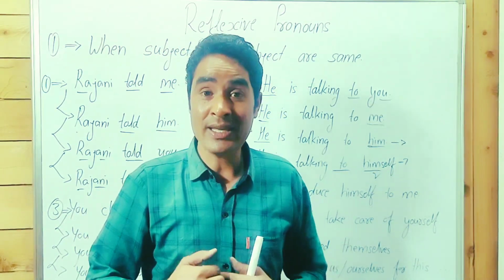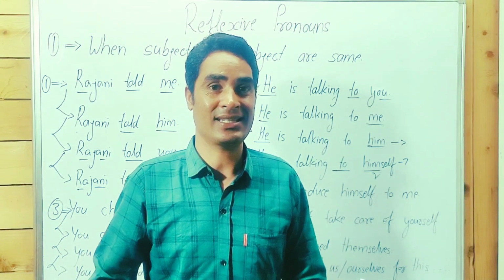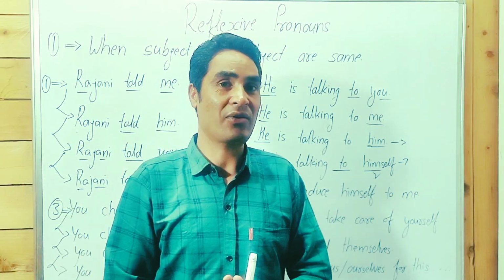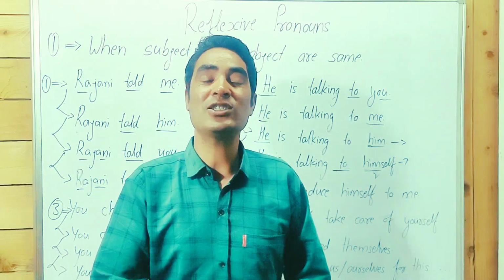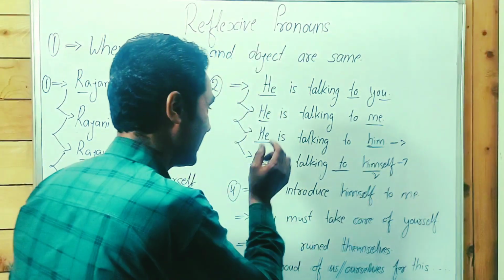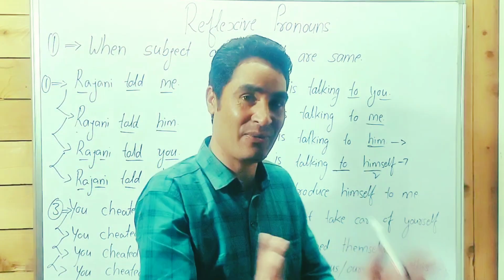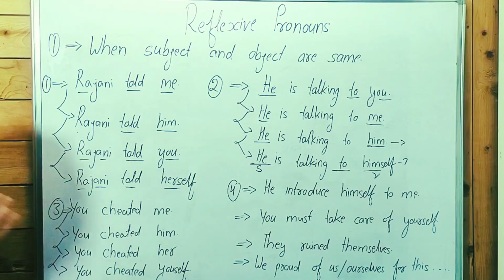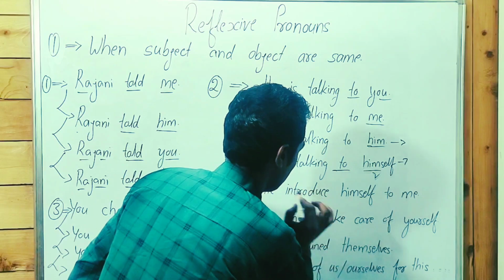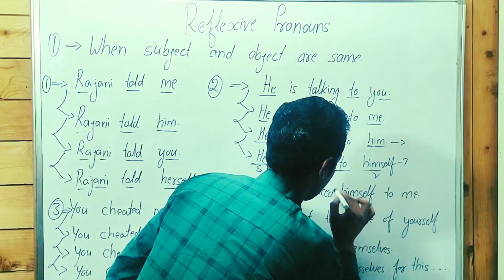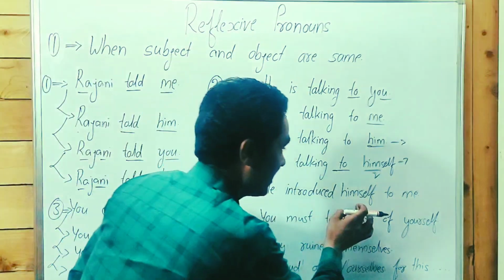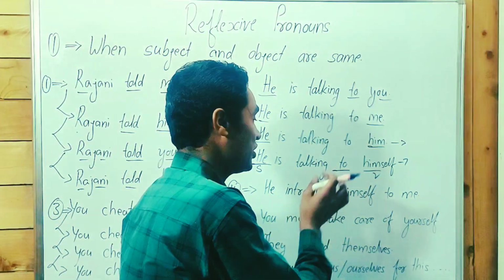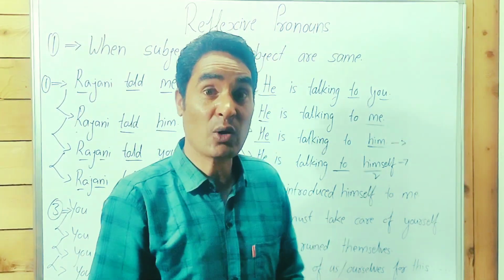"I'm talking to me" is an incorrect sentence because it has the same subject and same object of the verb. So what we have to write is "I'm talking to myself", which will be the correct answer. Similarly, "he is talking to himself", same subject, same object of the verb. So, he introduced himself to me. Guys, point to be noted: he introduced himself to me. This is the correct sentence.